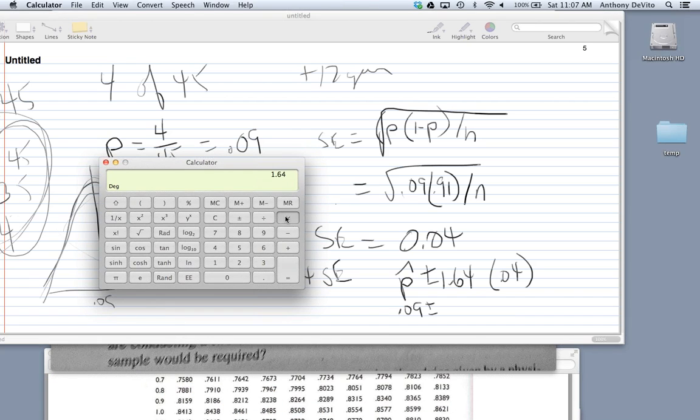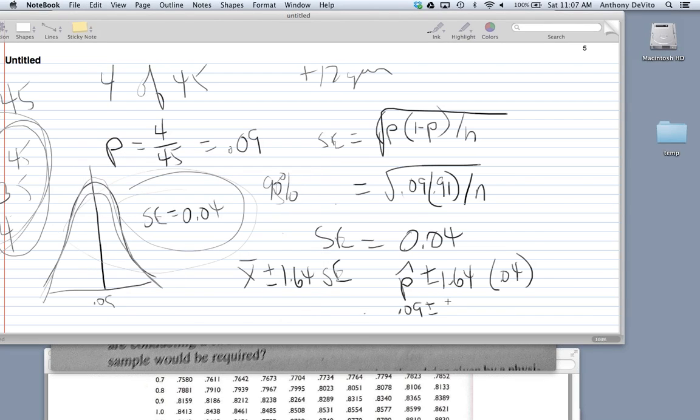1.64 times 0.04 equals, let's see, that looks like about 6.5%. I'm going to call it 6.6%, right? So I'm looking at our confidence interval being plus or minus 0.06. I'm going to call it 6.6. 0.09 plus or minus 0.06.